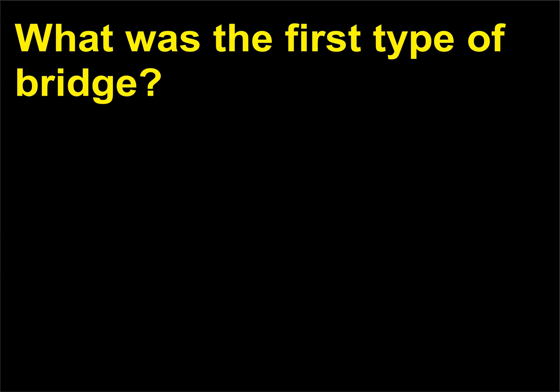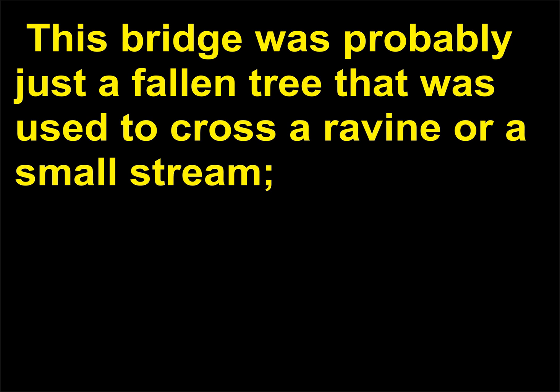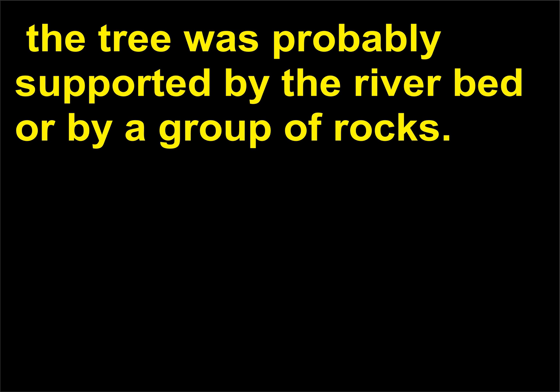What was the first type of bridge? The first type of bridge ever used was a beam bridge. This bridge was probably just a fallen tree that was used to cross a ravine or a small stream. The tree was probably supported by the riverbed or by a group of rocks.